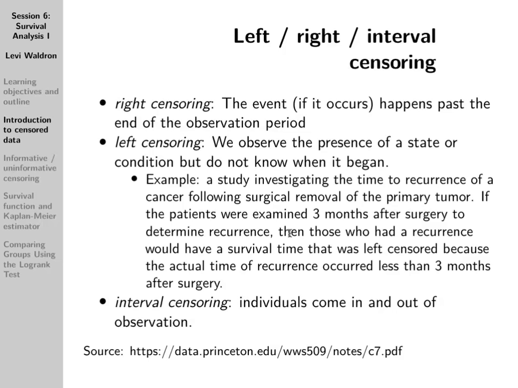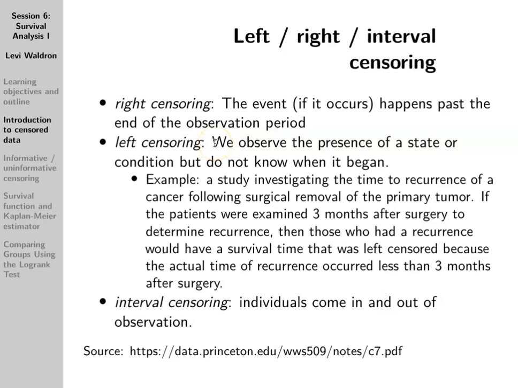So what I showed you on the previous slide was an example of right censoring, and you'll see in a figure I'll show you later why it's called right censoring. But this means that the event, if it occurred, happened past the end of the observation period. So if you're plotting time on a horizontal axis going from left, time equals 0, to right, to the greater time, it happened past the end of the right-hand side of that plot. That's right censoring.